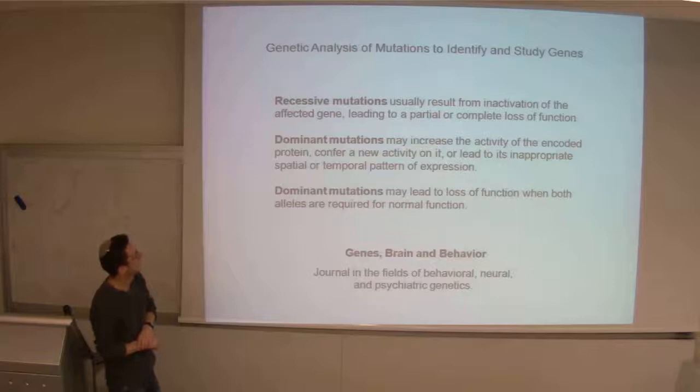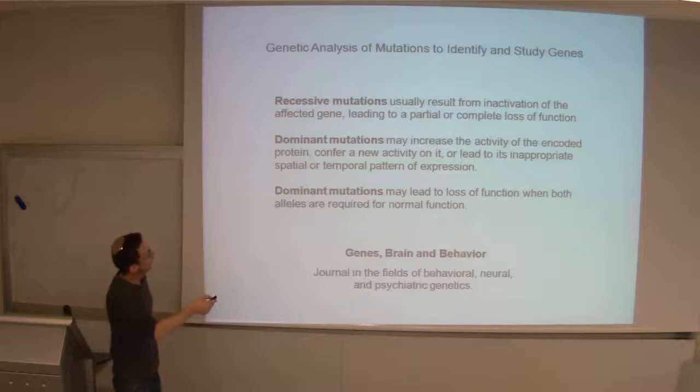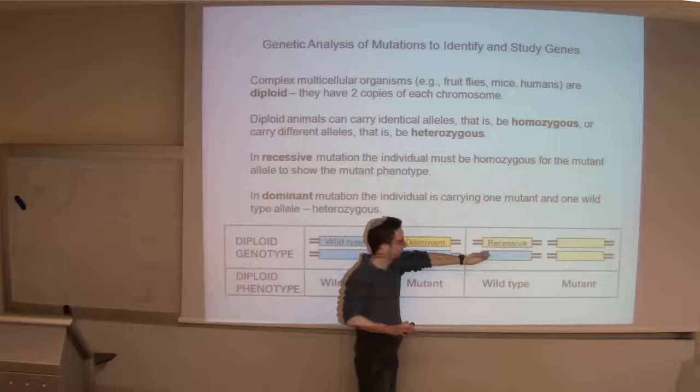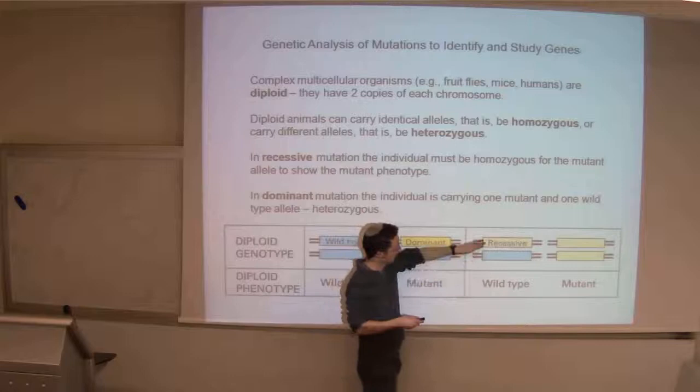And due to their characteristics, recessive mutations usually result from the inactivation of an affected gene, not the gain of a toxic function, but the loss of a function, which leads to a partial or incomplete loss of function. So if this mutation causes inactivation of any product that would be produced from this part of the genome, that's still okay, because the other copy can fix it. In other words, recessive mutations are usually a loss of function.